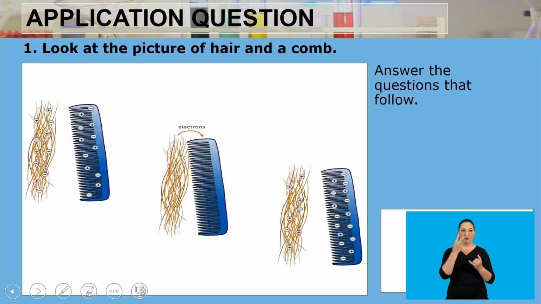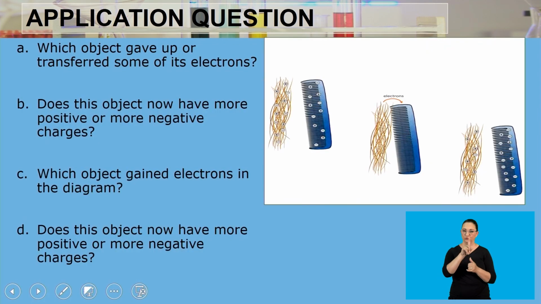Welcome back, learners. As you move on to the next set of questions, which are the application questions, they are still based on static electricity and friction. The first question is on those application questions. We need to look at the picture of hair and a comb and answer the questions that follow. We can see that electrons are transferred from the hair into the comb. With this in mind, let's answer the questions that follow.